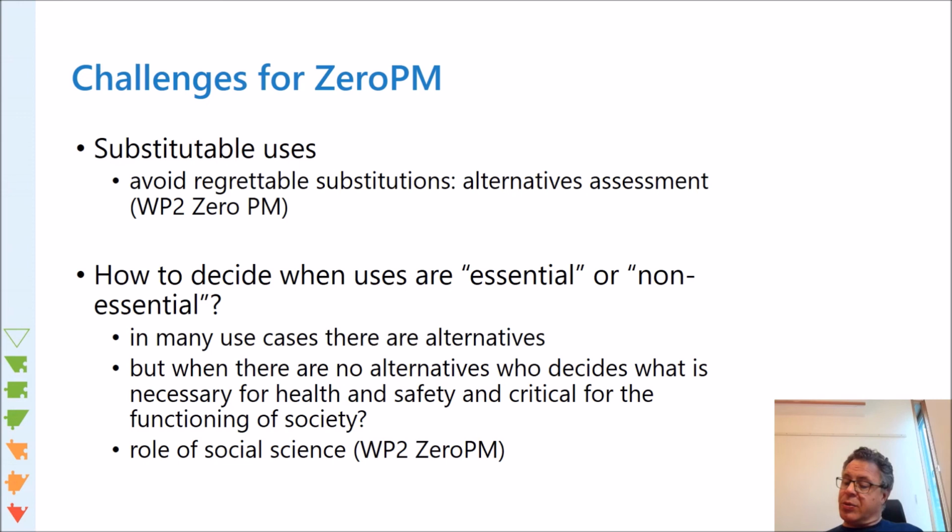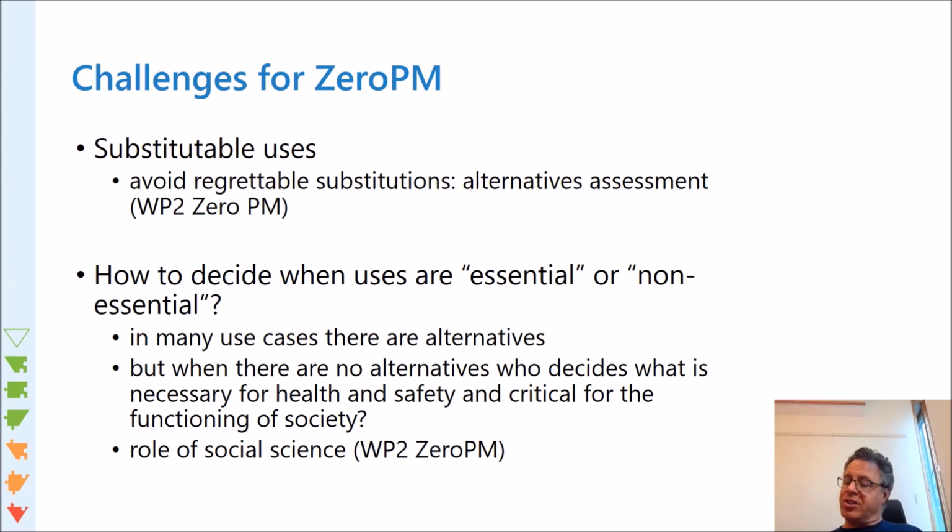In those cases where there are no alternatives and there is a grey zone in determining if a use is necessary for health or safety or critical for the functioning of society, then there is a challenge of determining essentiality. I personally think these use cases are relatively few, but for those cases, detailed criteria for essentiality are being developed by the Commission and will be available in the Wood report in the next couple of months.